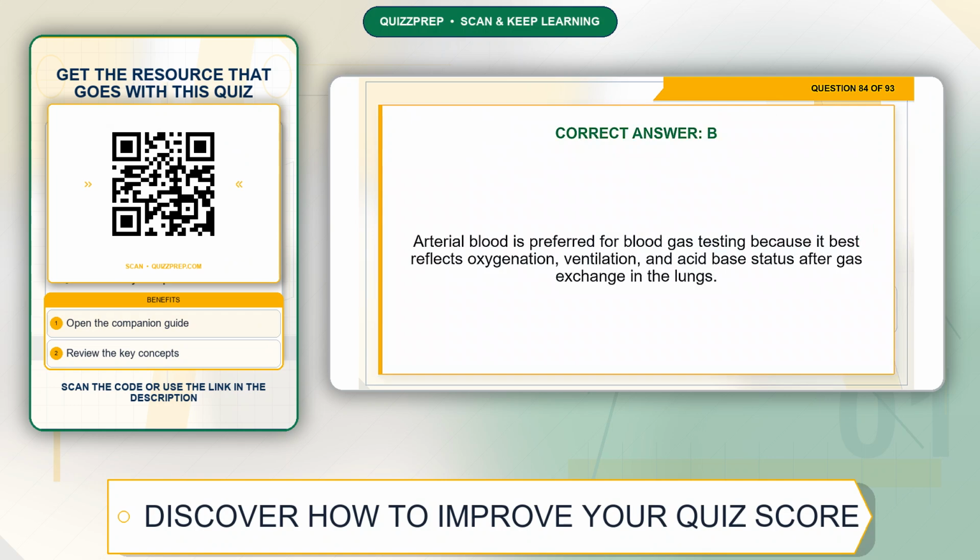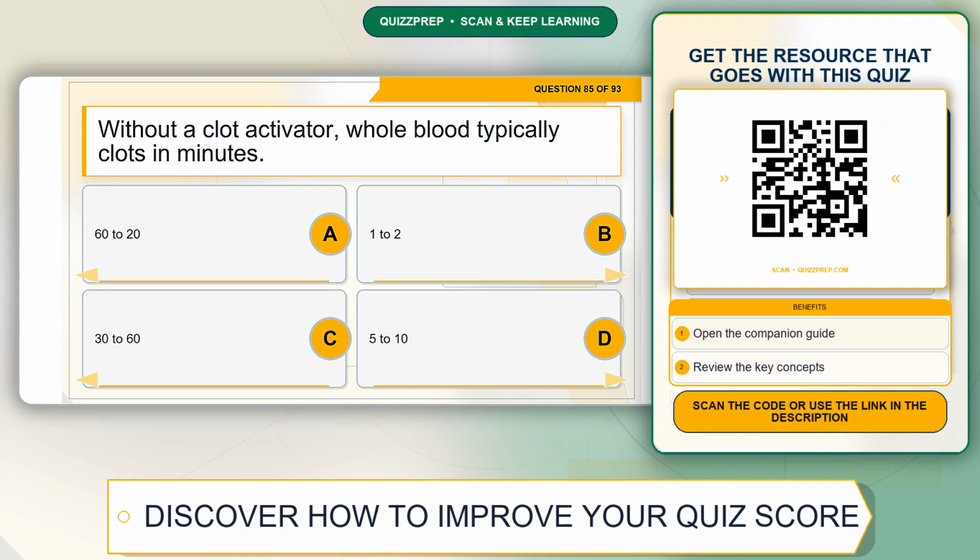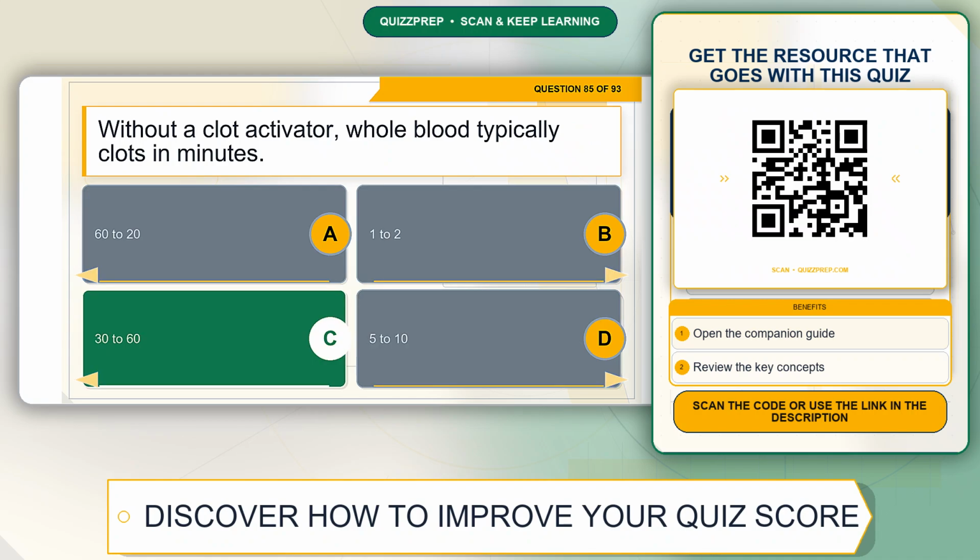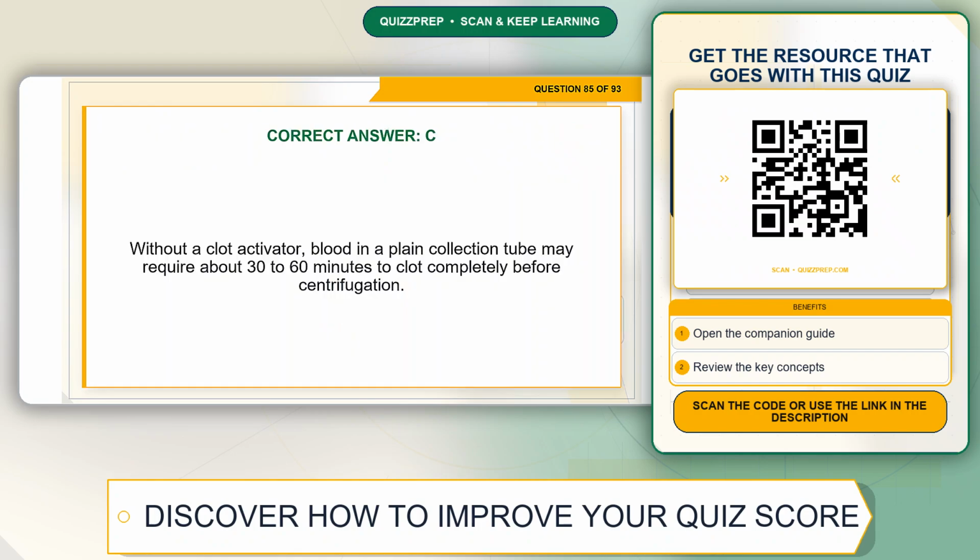exchange in the lungs. Question 85. Without a clot activator, whole blood typically clots in minutes. Option A, 60 to 20. Option B, 1 to 2. Option C, 30 to 60. Option D, 5 to 10. The correct answer is option C, 30 to 60. Explanation. Without a clot activator, blood in a plain collection tube may require about 30 to 60 minutes to clot completely before centrifugation.